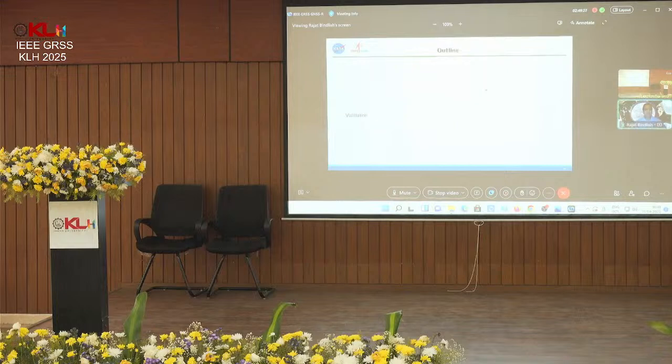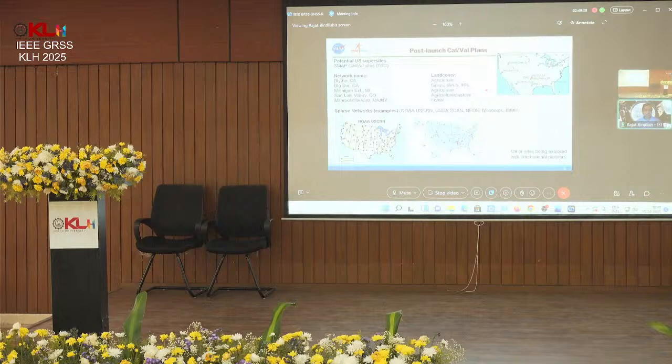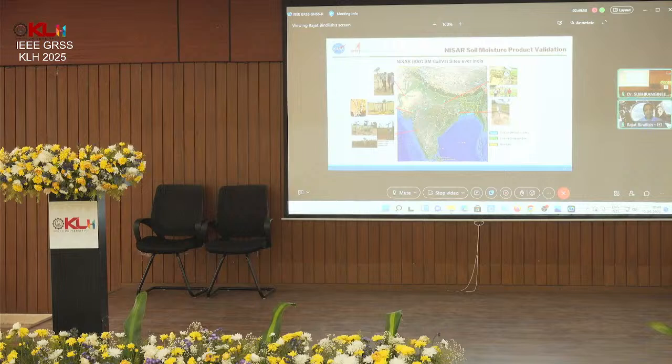We are going to be validating these products, and validation is very important, not just for NISAR, but for SMAP as well as for any GNSS or any satellite observations. How good your retrievals are, you can only find out if you have some truth. And these are some of the networks we are trying to use for validation, which are in the US. We also have networks in India that ISRO is developing, and you can ask Dharmendra more about some of these networks in India.